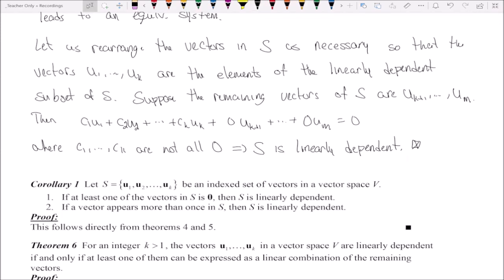Alright, so as a corollary, let S be an index set of vectors in a vector space V. Two statements. If at least one of the vectors in S is 0, then S is linearly dependent. If a vector appears more than once in S, then S is linearly dependent. And this follows directly from theorems 4 and 5.